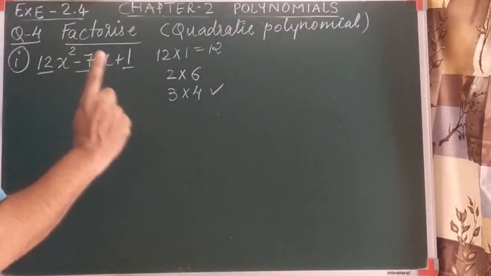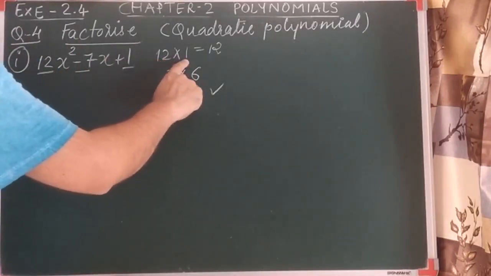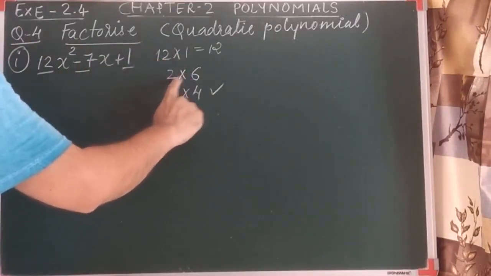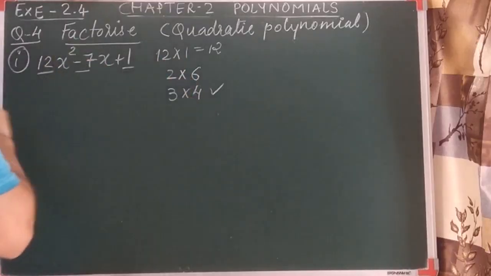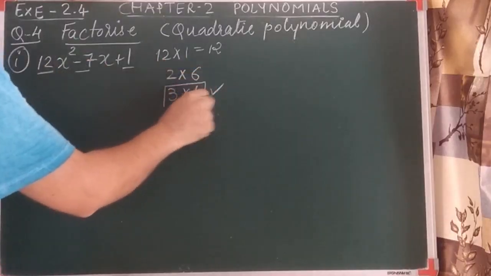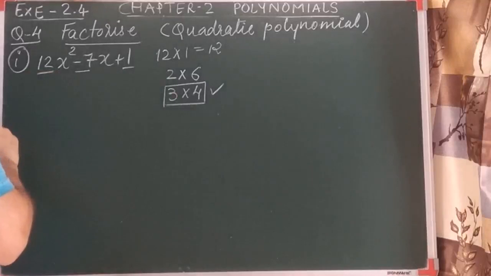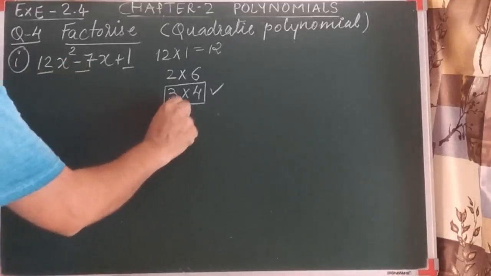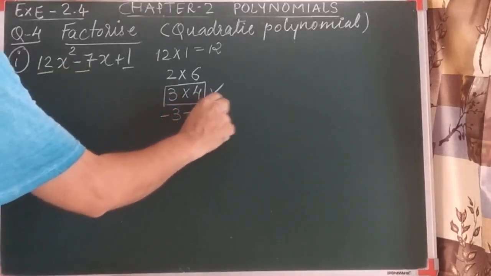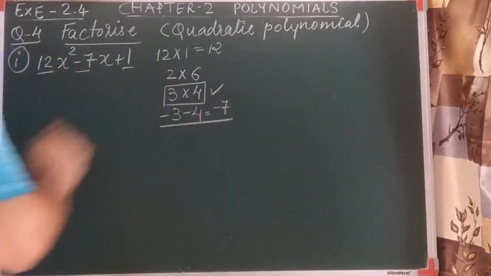We have to get the middle term by addition. So the addition of these two is not 7. Of these two also not, but of these two it is. So these are our factors, 3 and 4. What we have to obtain? -7. So the factors would be -3 and -4, that is -7.